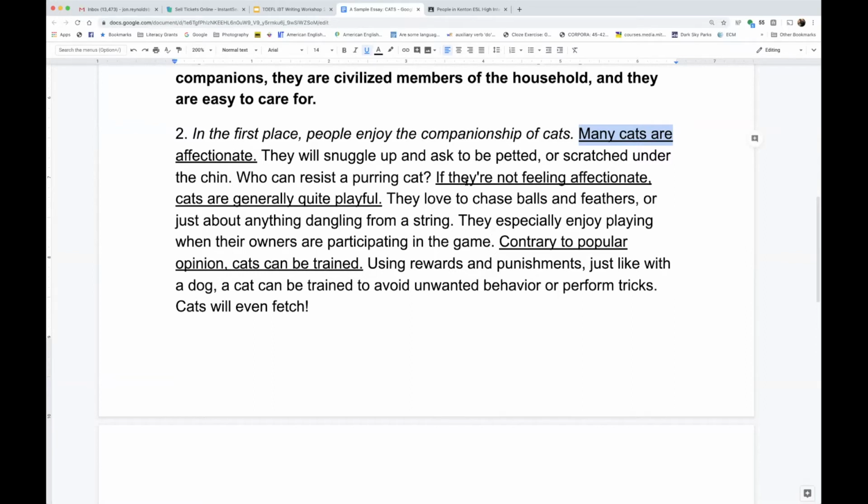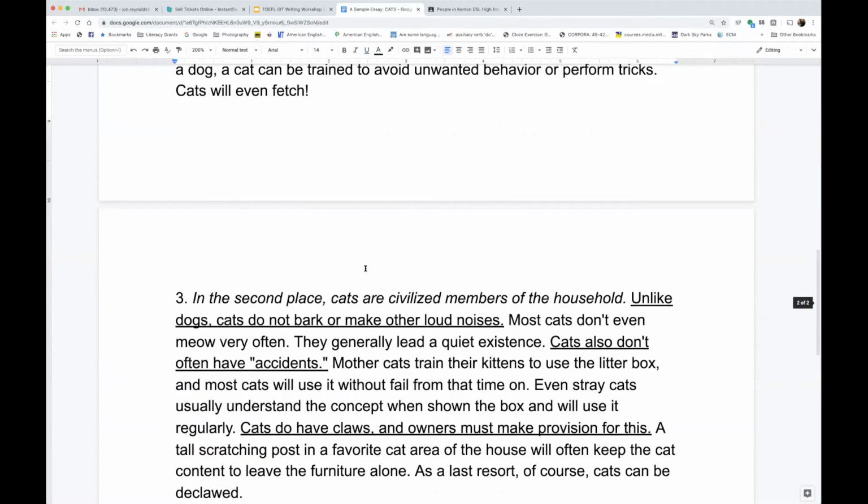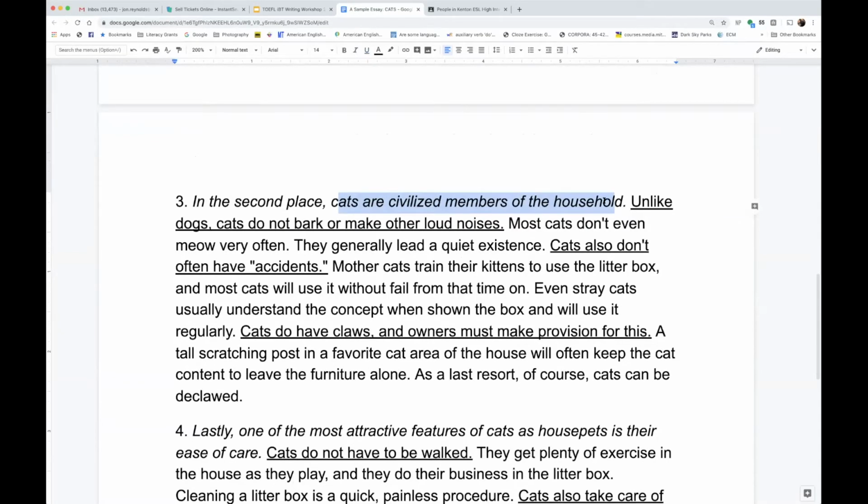But if you notice from the beginning of the paragraph to the end of the paragraph, notice here the person finishes an idea. So here, the final idea, contrary to popular opinion, cats can be trained. Well, again, now the writer is going from the first idea, the companionship, to how cats can be trained how to behave. In the next paragraph, they mentioned in the topic sentence how cats are civilized. They're civilized members.